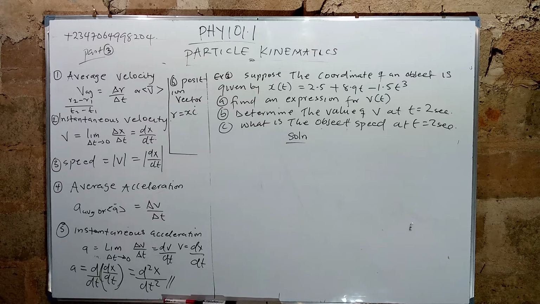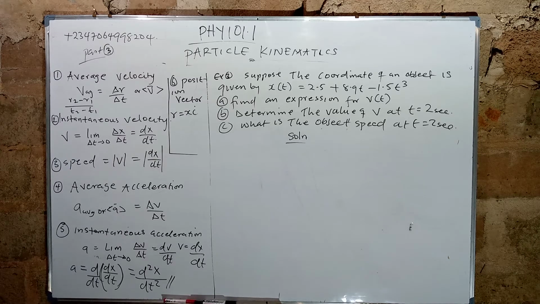Example number 3. Suppose the coordinate of an object is given by that. You have the coordinate on the board. Find the expression for v(t). Determine the value of v at t equals 2 seconds. What is the object's speed at t equals 2 seconds?